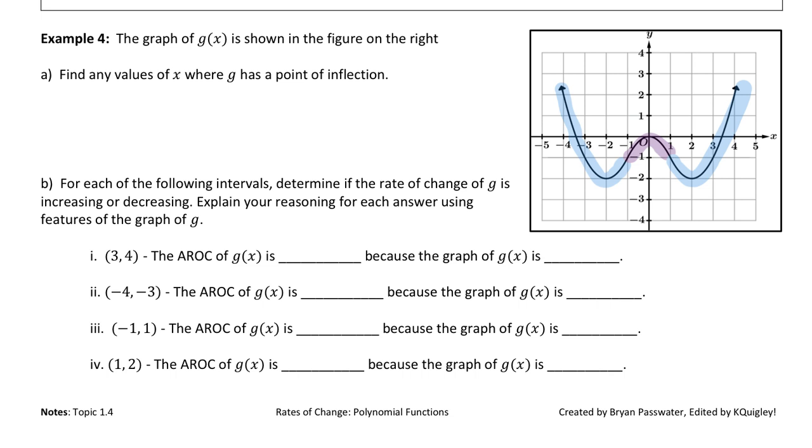But what that means for us is right there when I switch colors. So at this point and at this point, those are my points of inflection. The x values where g has a point of inflection is at x equal to -1 and at x equal to 1. Those are the places where I switched highlighter colors. Those are the places that I switched from concave up to concave down and vice versa.